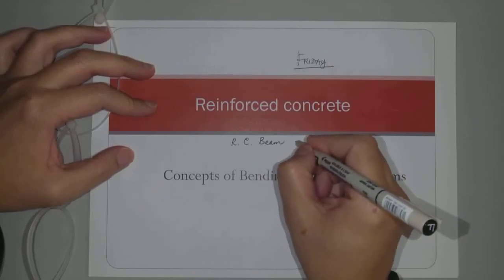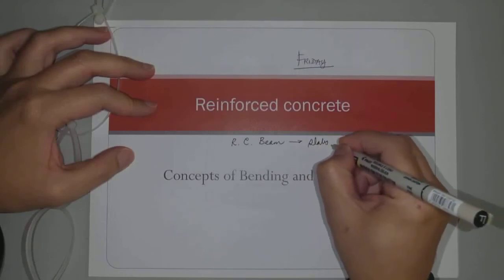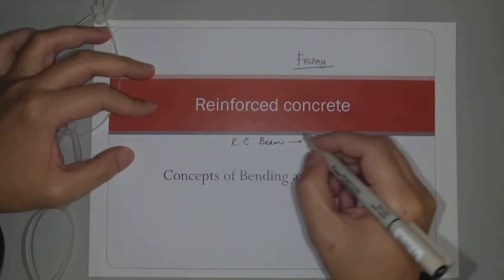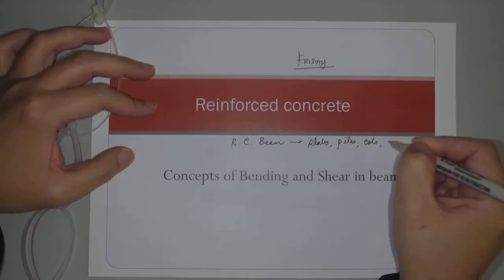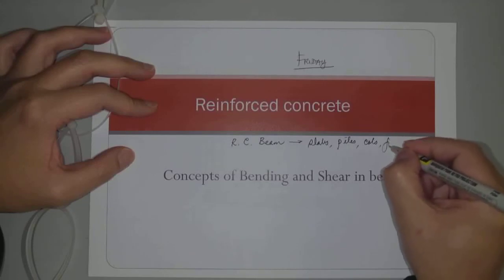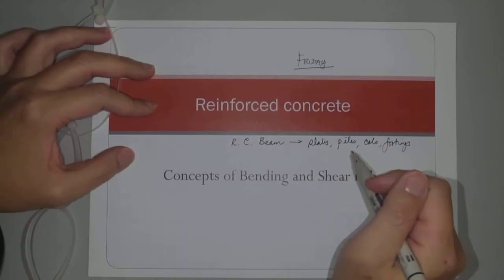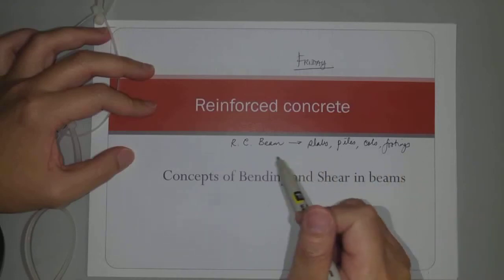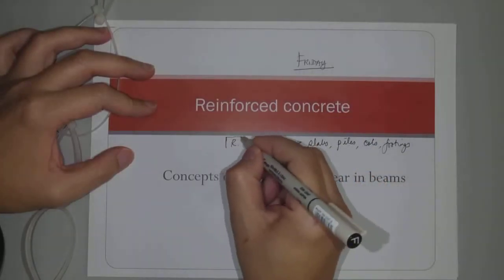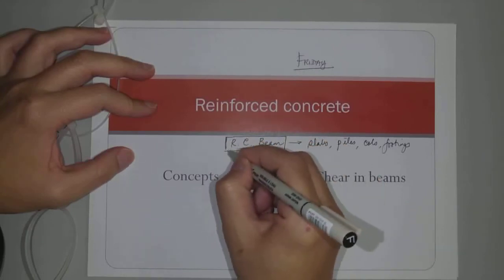The concept is equally applicable to slabs, and it's equally applicable to piles, to columns, and to footings. So there are a lot of common concepts behind all these things. We will just use reinforced concrete beams as an example to demonstrate the basic concept behind all these structural elements.